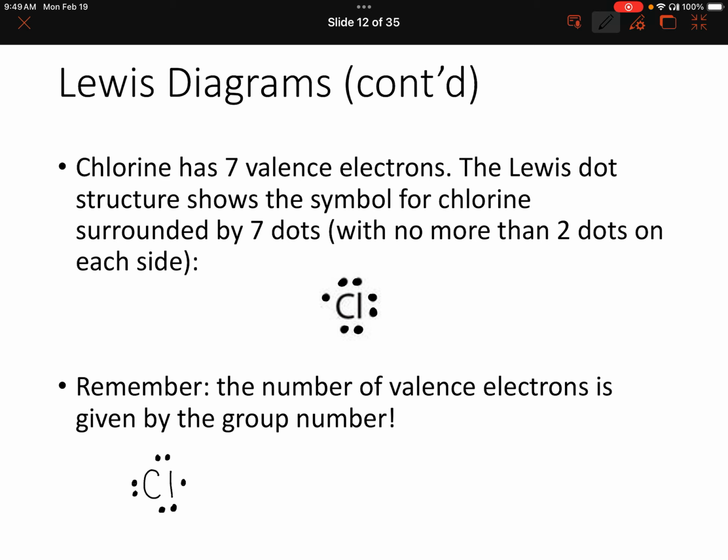Now, remember, the number of valence electrons for a particular atom is given by the group number. So chlorine is in group 7, or sometimes this is referred to as group 17 if we're taking each of the columns into account. But if we're just looking at those representative or main group elements, then chlorine is in group 7, and that is the number of valence electrons.